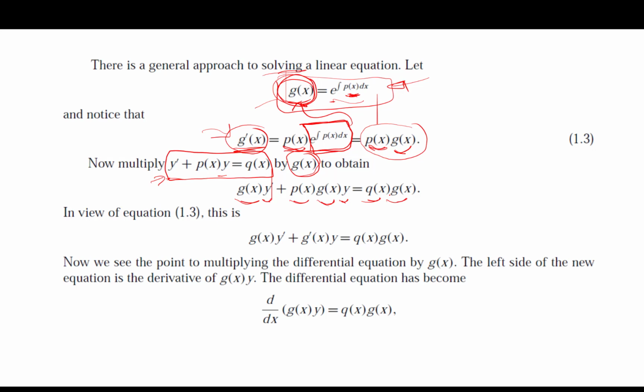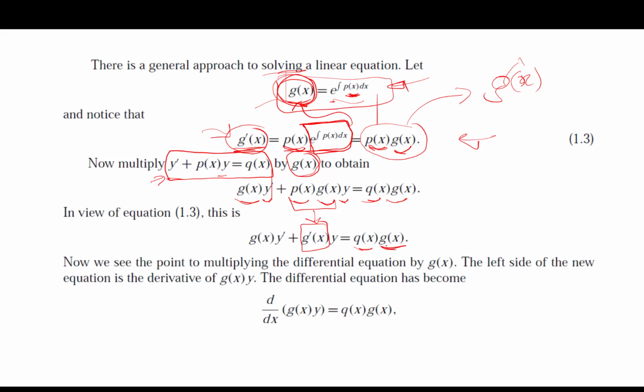In view of equation 1.3, which is this one, we can put our function: g of x times y prime plus g prime of x, take care, this is g prime of x that we already have, times y, which is equal to p of x, g of x. This is g prime of x. So now this is times y, and equals q of x times g of x.